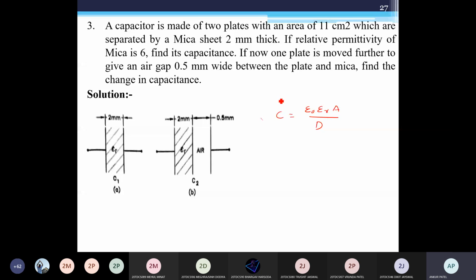You can tell me which dielectric medium has the highest capacitance, uniform or by adding an air gap? Which case has the highest capacitance? Yes, for uniform. Uniform, you get the highest capacitance. Yes, uniform.